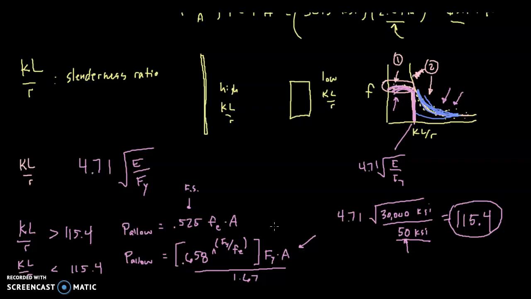So as you can see, this equation involves more computation. It's a little bit more complicated than this one. So usually students are kind of hoping that they get this one, that the KL over R is greater than 115.4. Because if it's less than 115.4, we need to use this more complicated equation. So in the next video, I'm going to do an example where we apply these AISC equations. But I think this is a good stopping point right here. And then the next video will just be the example problem.